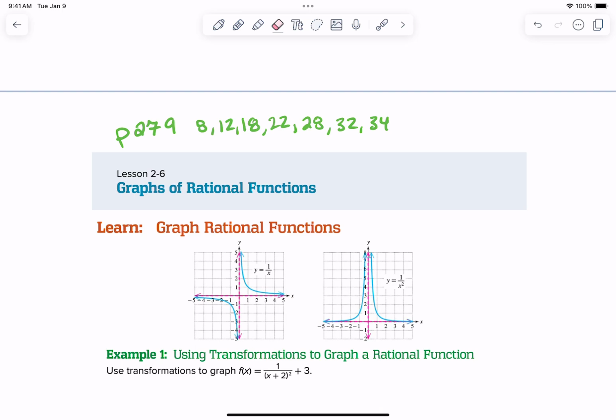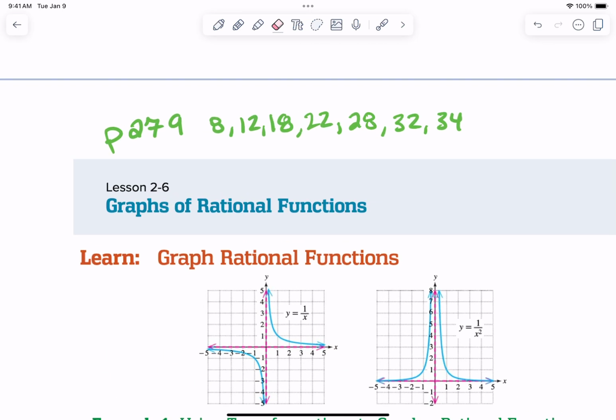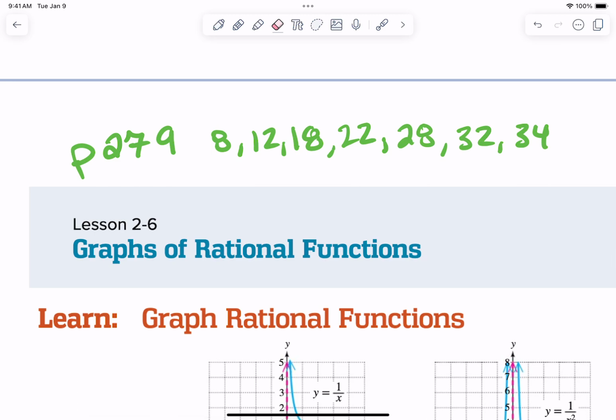Hey Carter, this is 2-6, or the first half of it probably. This is the homework problems. The last three are probably going to be the harder ones. They're the longer ones. Those are graphing, but the other ones are not hopefully too bad.